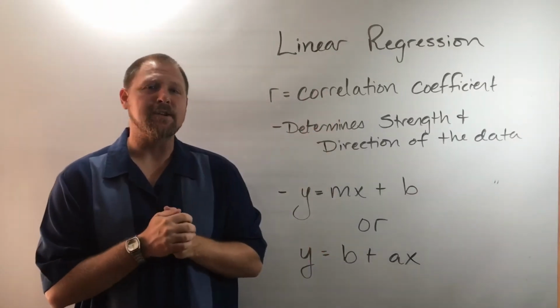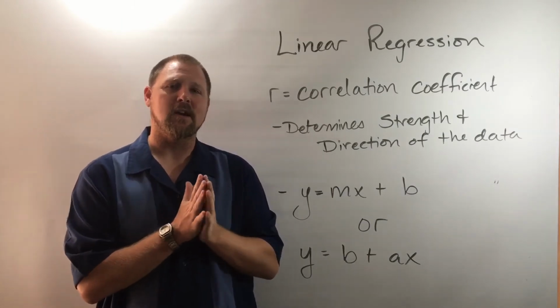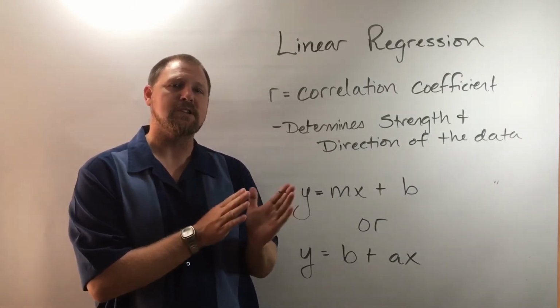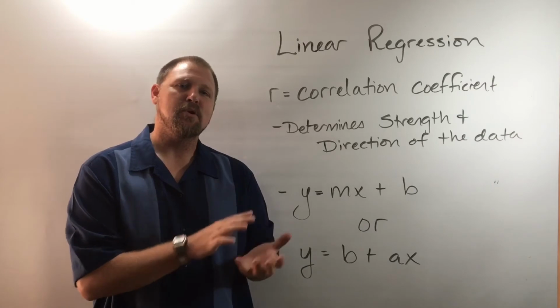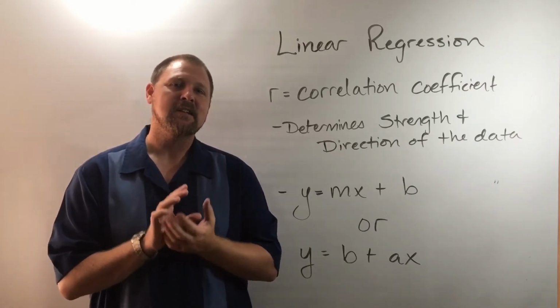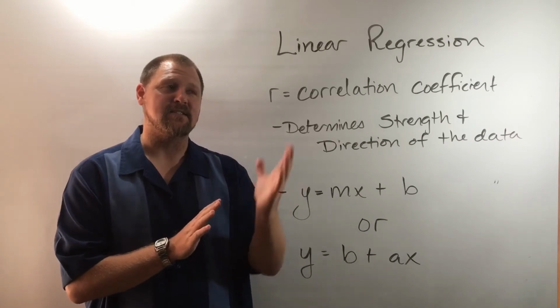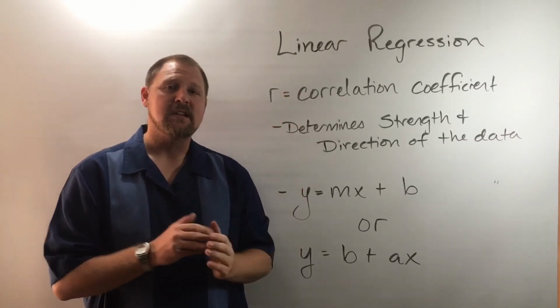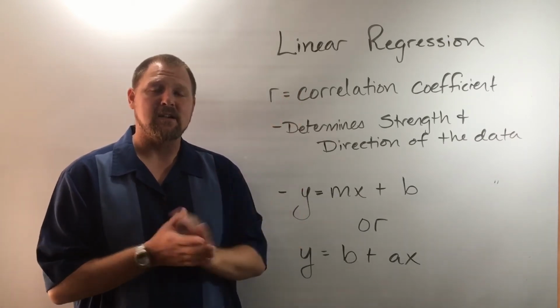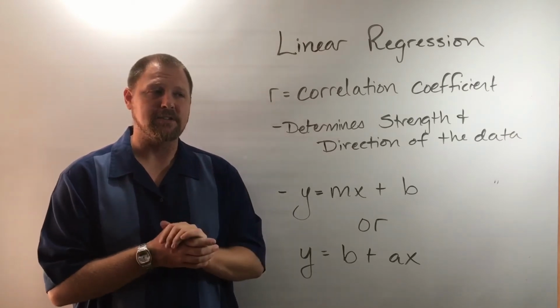Now if we want to look at linear regression, the first thing I want to talk about is that this is when we take a table of data, put it into the calculator, and calculate an equation of a line that best fits that data. So linear regression is essentially finding the best fit line equation or the trend line equation.